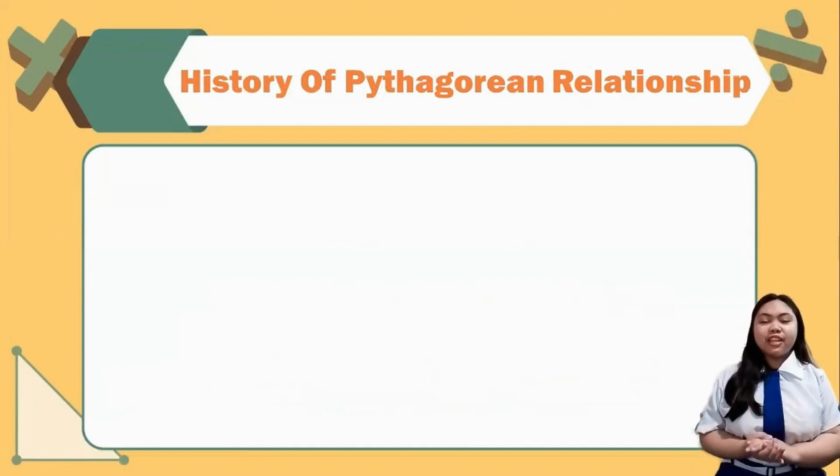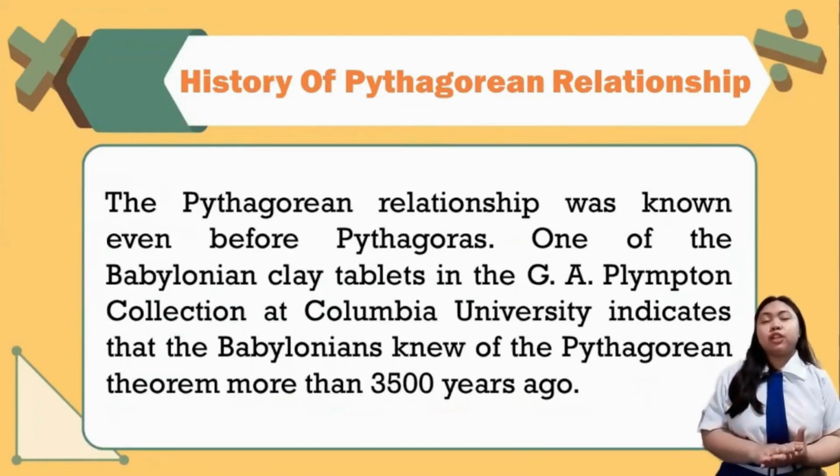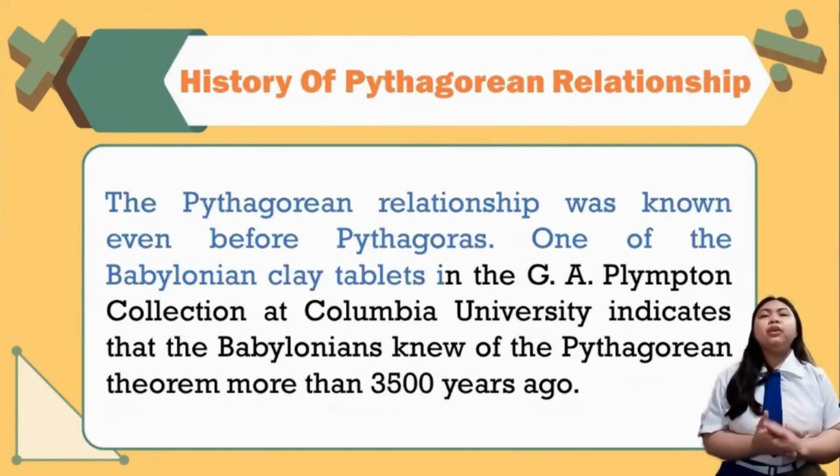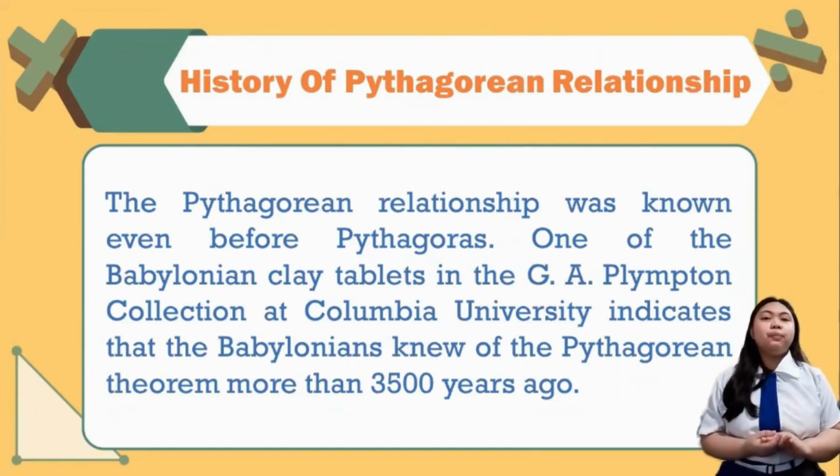Now let's proceed to the history of Pythagorean triples. The Pythagorean relationship was known even before Pythagoras. One of the Babylonian clay tablets in the G.A. Plimpton collection at Columbia University indicates that the Babylonians knew of the Pythagorean theorem more than 3,500 years ago.